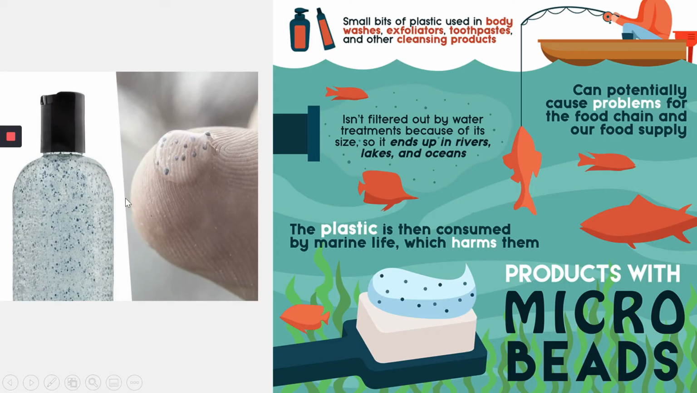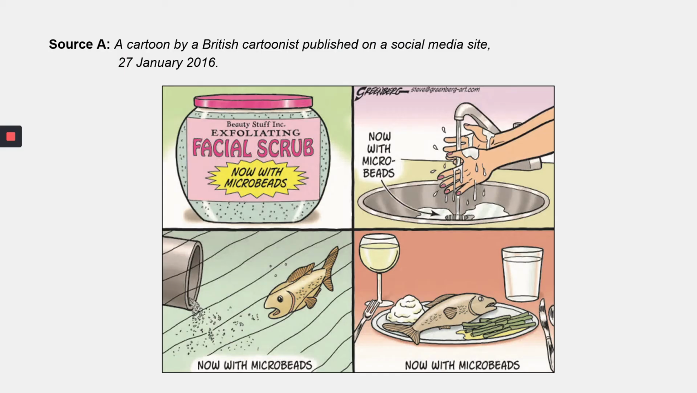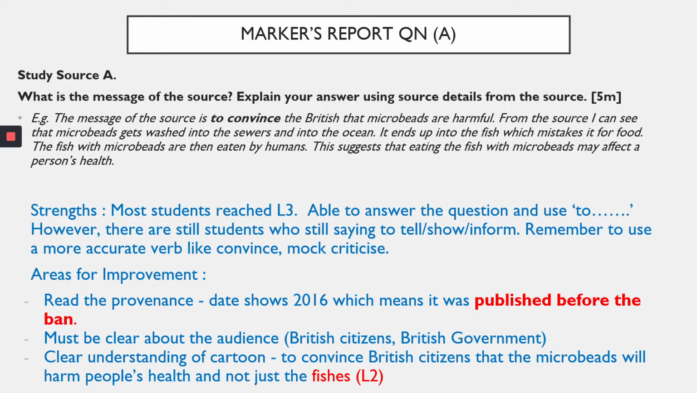This is how microbeads look, and these are the problems of microbeads. You can find microbeads in a lot of things. And when fishes eat microbeads, they actually harm us indirectly because we also consume the fishes. Now this particular source shows a British cartoonist, and it shows that at the end of the day, if you use this and you wash this and the fishes eat this, we are also indirectly eating the facial scrub. It is a message, so you don't have to have an outcome.